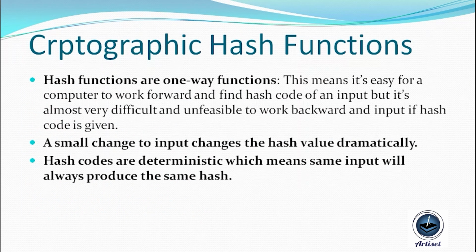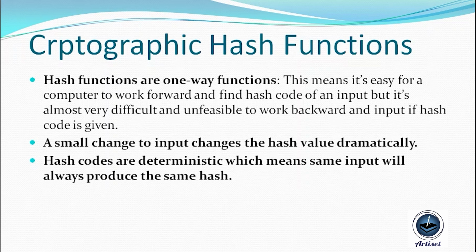Now let's see a few more properties of hash functions. Hash functions are one-way functions. This means it's easy for a computer to work forward and find the hash code of an input, but it's very difficult and unfeasible to work backward and find the input if the hash code is given.